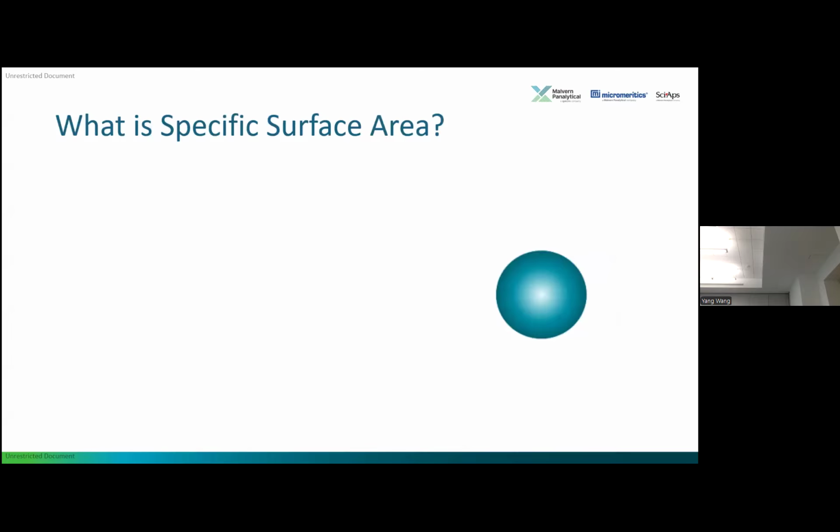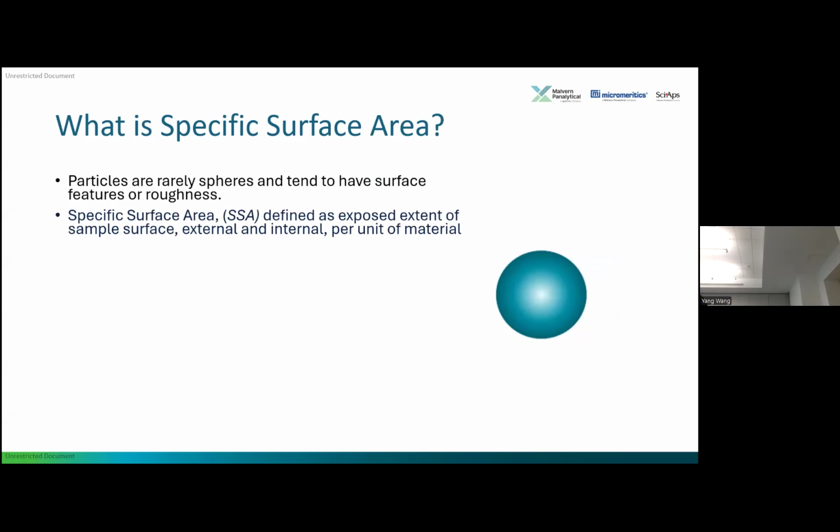So in general, when we look at a particle, we think of it as a sphere. When we do particle size, we're talking about equivalent spherical diameter. But in reality, particles are very irregular in shape, so we have to look at something else. Specific surface area is a measure of surface area per unit of material. So it's meters squared per gram, the typical units that we report.